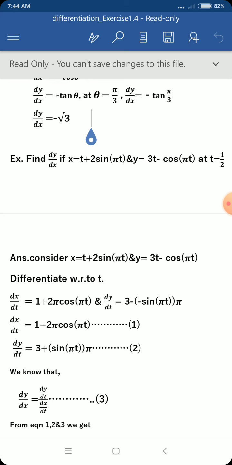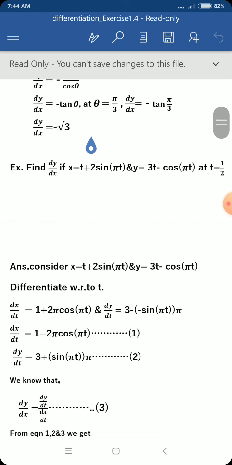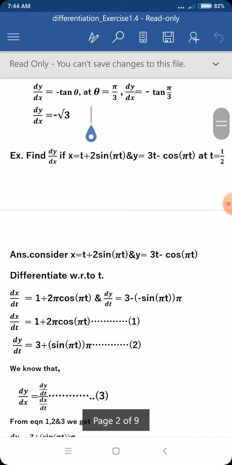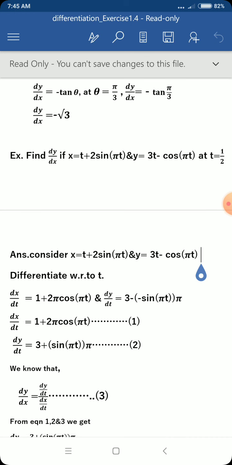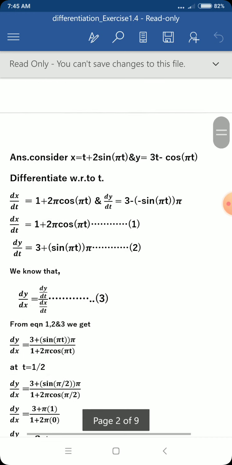Now, the second example of this type. Find dy by dx if x is equal to t plus 2 into sine of pi into t and y is equal to 3t minus cos of pi into t at t equal to 1 by 2. Answer for this example. Consider the given equations again.